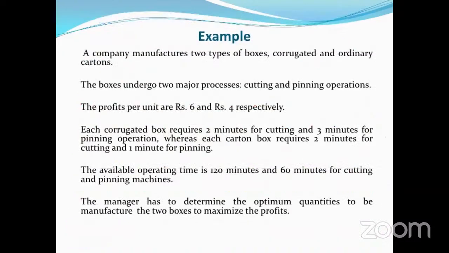Example, a small example. A company manufactures two types of boxes, corrugated and ordinary cotton boxes. Corrugated, that is plastic plated, we can say, which is not destroyable easily. So the company wants to manufacture these two types of boxes.